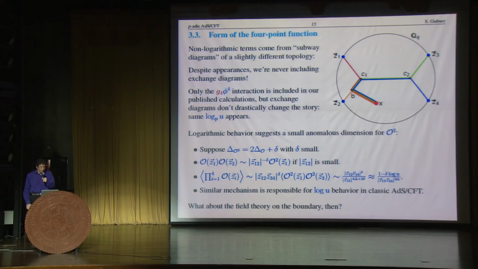Okay, the log also suggests some kind of anomalous dimensions in the dual field theory. For lack of time, let me just speed through it and suggest that there is an operator O squared whose dimension is slightly different from the dimension of O. And then if you use an OPE to develop this 4-point function of O, you would naturally expect that you get an expression like this second to last one, which when expanded in small delta does give you the desired logarithm. And a similar mechanism, as has been previously mentioned in this conference, is responsible for log u behavior in classic AdS/CFT.